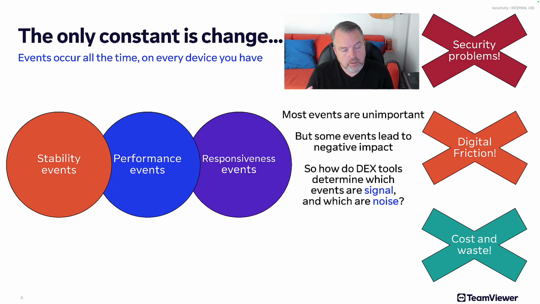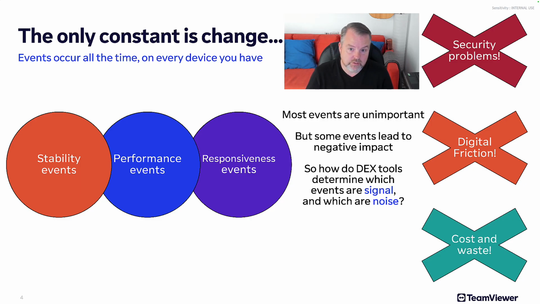So the only constant is change. Machines are changing state all the time. Maybe they're changing state from 19% CPU to 20% CPU. It's not a relevant change, right? Most changes, and it changes every millisecond, many times a millisecond potentially. Most events, something crashing, maybe that's relevant. Performance statistics, CPU, RAM, I/O, things like that. Responsiveness events, how long it takes to do something like read from the registry or open a file. Most of those events are unimportant.